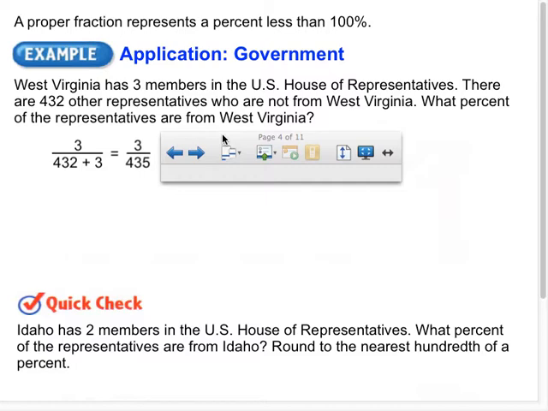Now, we're short on time, so I'm just going to walk you through this. How do we convert a fraction to a decimal? Can somebody walk me through that? Timothy, what do we do? What's the first thing we got to do?